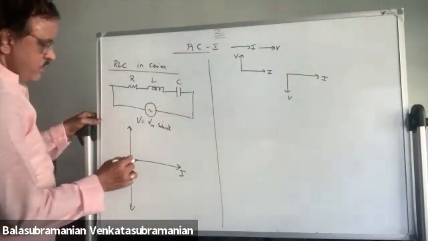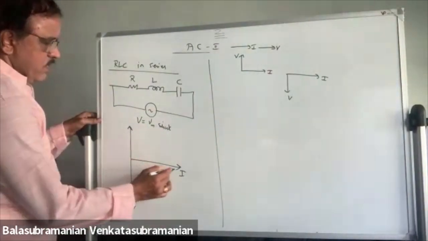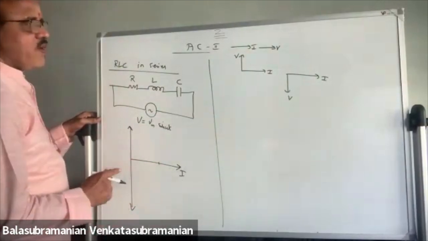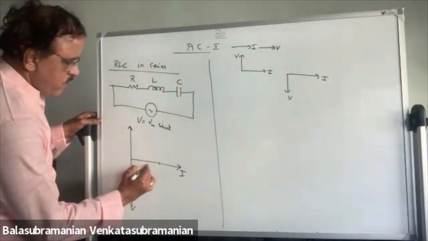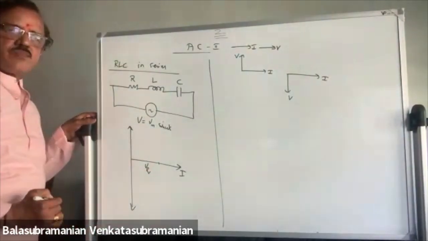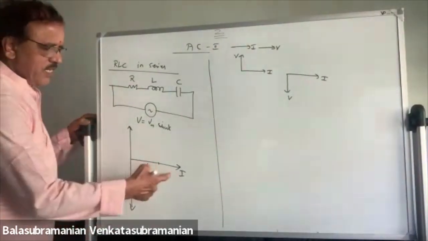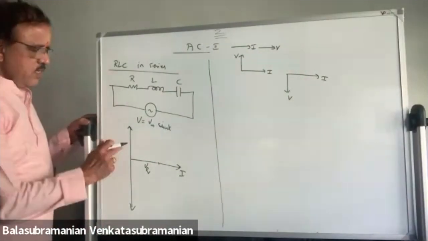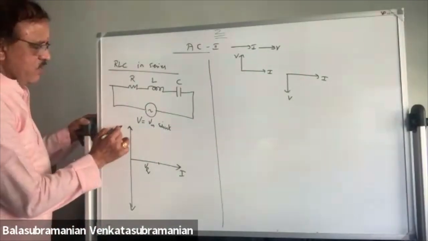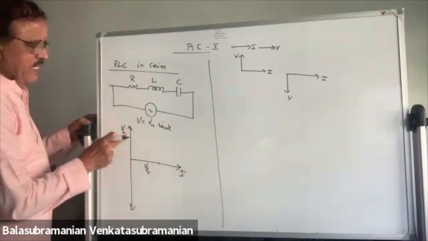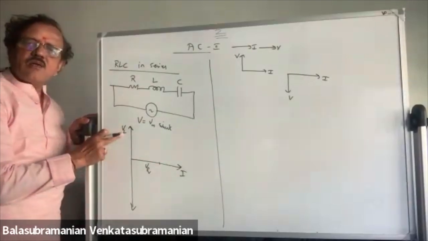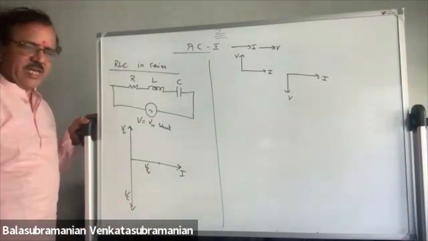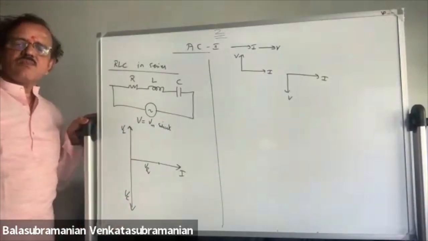Now, this is the current. For a pure resistance circuit, VR, voltage and current are in phase with each other. For an inductance circuit, VL, voltage leads the current by 90 degrees. For capacitance, VC, voltage lags behind the current.